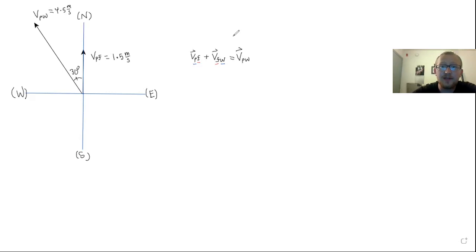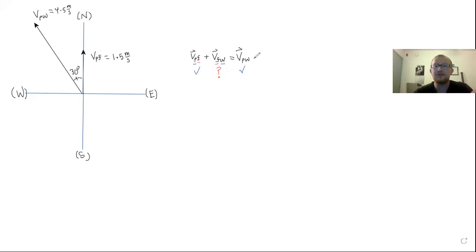All right, so what do we know in this problem? We know the velocity of the person with respect to the water. We know the velocity of the person with respect to the ferry. And our goal is to figure out the velocity of the ferry with respect to the water, or with respect to the stationary observer.